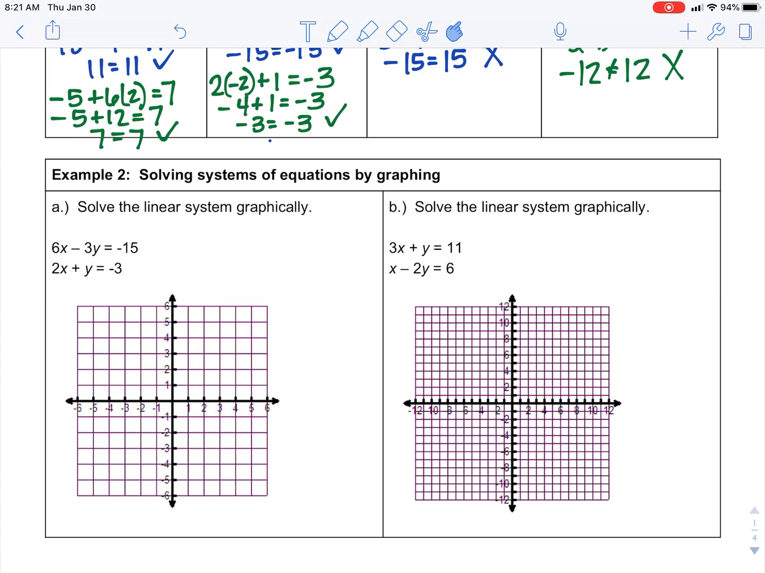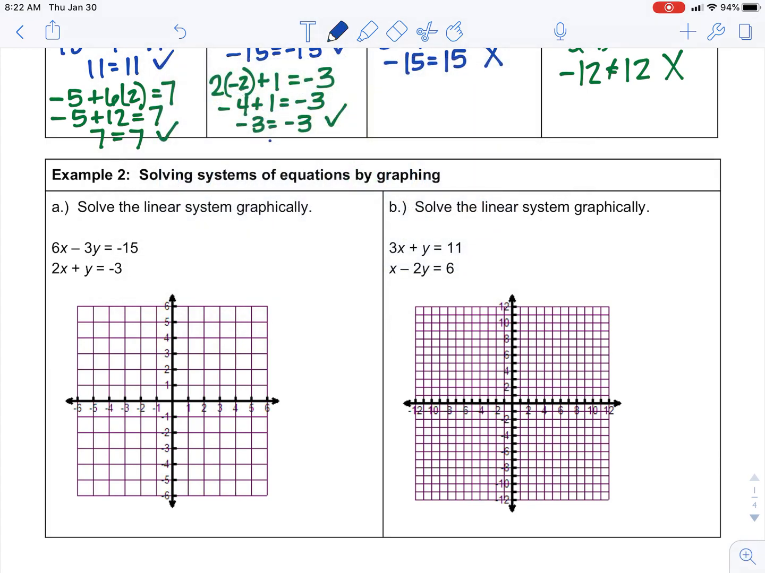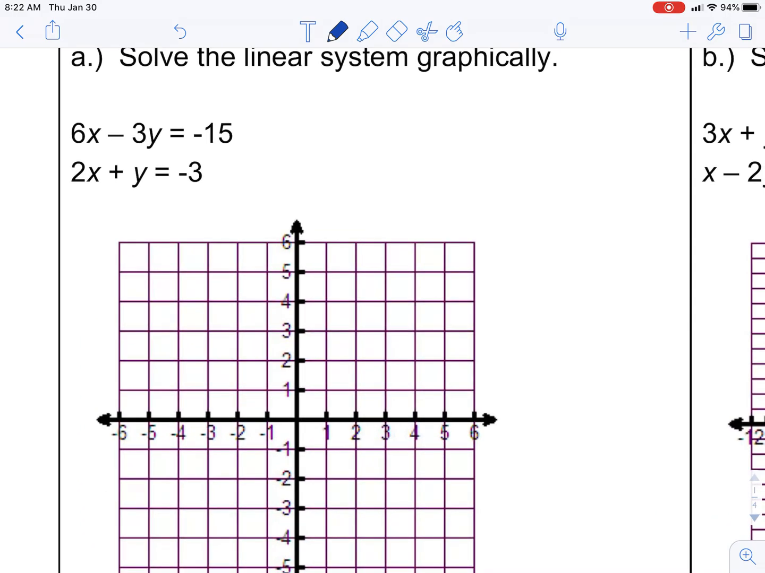All right, moving on to graphing. We know that when we graph a linear equation, it has to be in the format y equals mx plus b, because we have to know the slope and the y-intercept in order to put an equation on a graph. So in letter A, I can immediately see I do not have this format. The first thing you're going to need to do is solve this for y equals mx plus b.